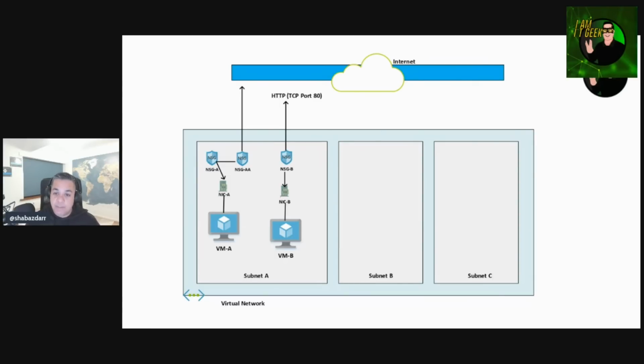Okay, so a lot more simpler. VM A has an NSG A, which is associated with the NIC, and an NSG AA, which is associated with a subnet, which makes it a bit more complicated. So we move on to the other subnets.